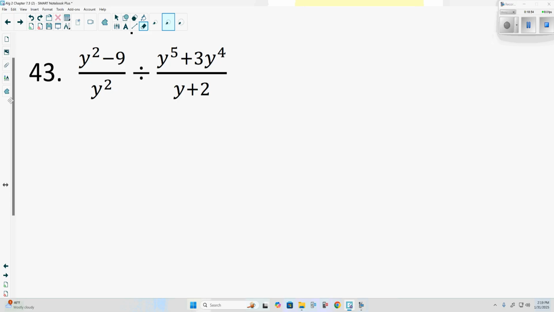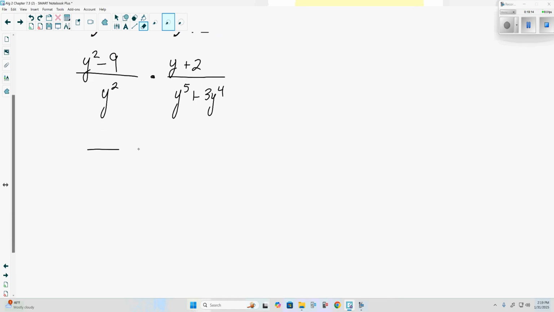Y squared minus 9 over y squared divided by y to the 5th plus 3 y to the 4th over y plus 2. Keep, change, flip. Y squared and y plus 2 are simplified as they get. We can't do anything with them.